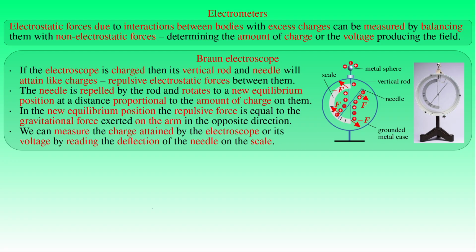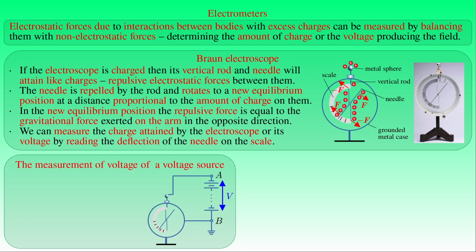If we want to measure the voltage V of a voltage source between its terminals A and B, then we connect these terminals to the metal sphere of the Braun electroscope and its grounded metal case respectively, as seen in the figure. Here the series of horizontal bars between the nodes A and B in the circuit represent the series of cells of a battery used as the voltage source.